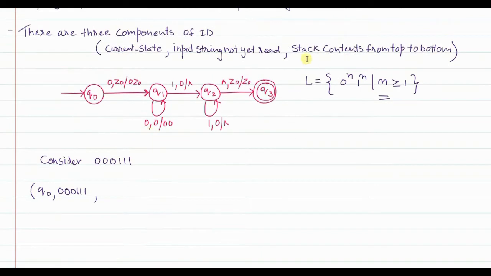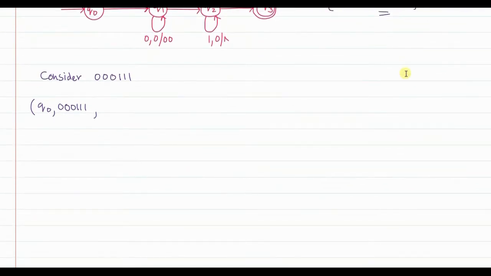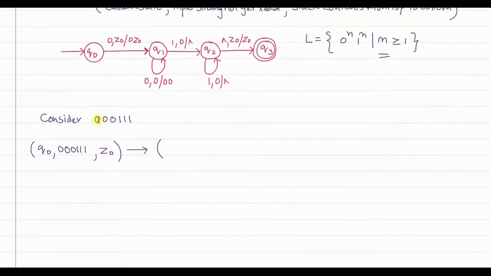And third, the content of the stack from top to bottom. As you know, initially the stack is empty, so it contains only one token, that is Z0. Now, the first element encountered in the input string is 0. Correct? The first element encountered in the input string is 0.